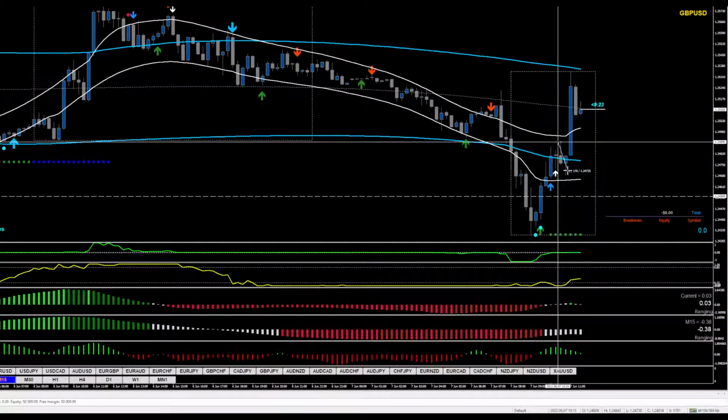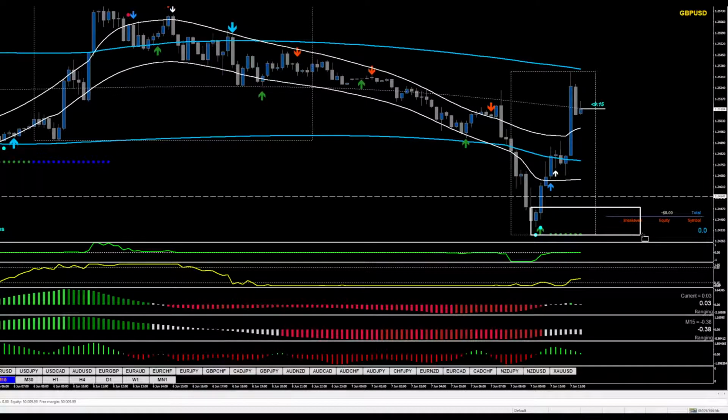Technically we have another base here. Let me just mark that out again so you can see what I'm talking about. So this is the premium order block right here. And then technically we have another order block right here.